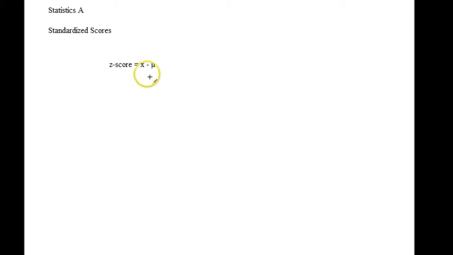And then you're going to divide by sigma. So that's a population type of setup of a Z-score. Now, if we wanted to do a sample Z-score, it would be X minus X bar, and X bar is obviously the mean, divided by S. So it depends on what sample you're working with.